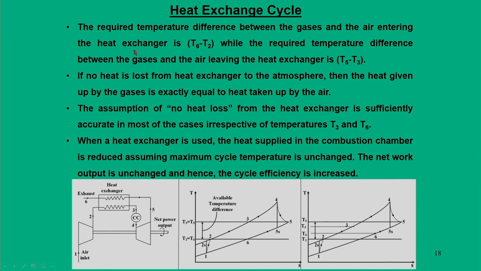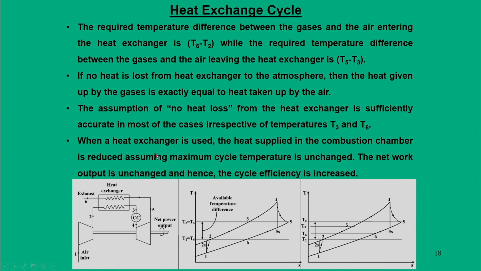Some of the other inferences that can be drawn here: the required temperature difference between the gases and air entering the heat exchanger is T6 minus T2, while the required temperature difference of the gases and the air leaving the heat exchanger is T5 minus T3. So, if no heat is lost from the heat exchanger to the atmosphere, then the heat given by the gas is exactly equal to the heat taken up by the air. So, the assumption of no heat loss from the heat exchanger is sufficiently accurate in most cases, irrespective of the temperatures T3 and T6.